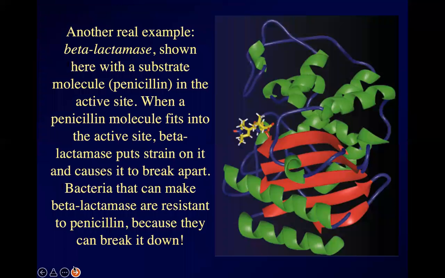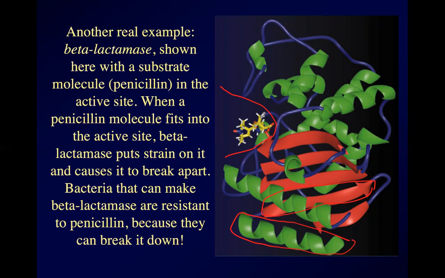Just for fun, here's another real world example. This is another one of those models of proteins. The alpha helices are shown in green, like that one. And beta sheets are shown in red, like that one. And right here is the active site, and the substrate of this enzyme, beta lactamase, happens to be a molecule called penicillin. And when a penicillin molecule fits into the active site, beta lactamase puts a type of strain on the molecule and causes it to break.